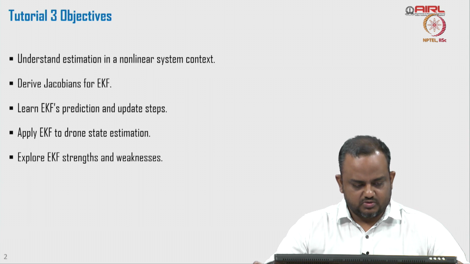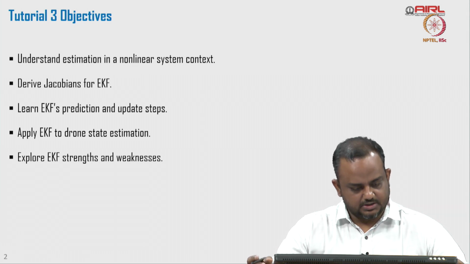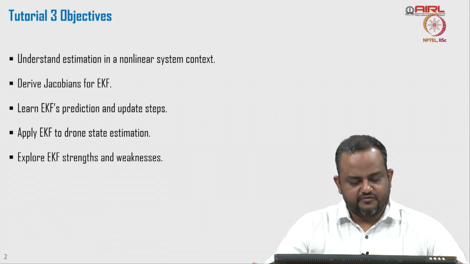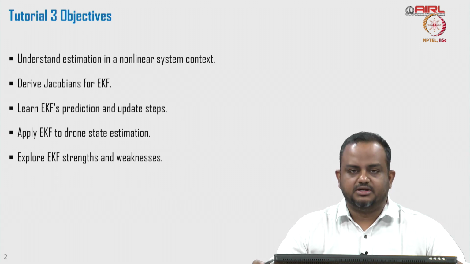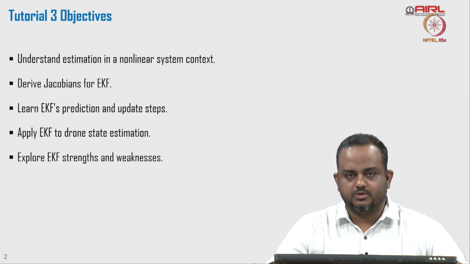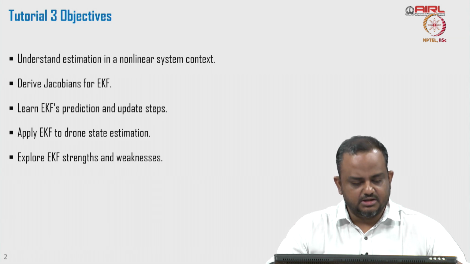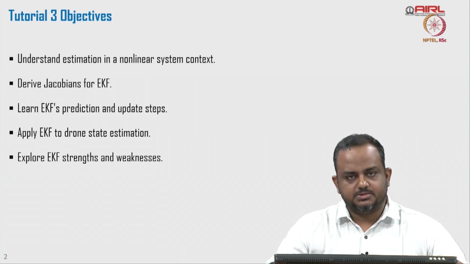We will see how to derive Jacobians for extended Kalman filter. Then we will learn EKF's prediction and update steps as it was there for Kalman filter also. Then we will apply EKF for a drone example for state estimation, and we will discuss the strengths and weaknesses of extended Kalman filter in the context of estimation for drone systems.